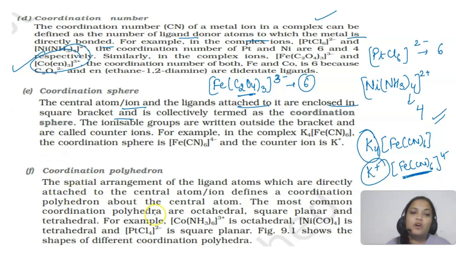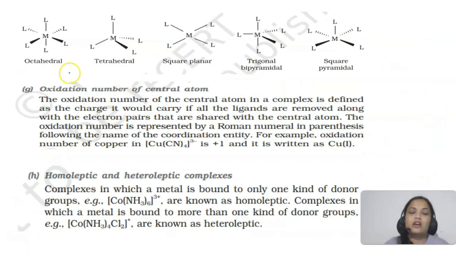Next, coordination polyhedron means the spatial arrangement of the ligand atoms which are directly attached to the central atom. So that will be telling you about the geometry, okay. Like we have octahedral, square planar, tetrahedral. Like Co(NH3)6 is octahedral, Ni(CO)4 is tetrahedral, PtCl4 is square planar. So you can see different polyhedra here. This is how the shape would be: octahedral, tetrahedral, square planar, trigonal bipyramidal, square pyramidal, okay.